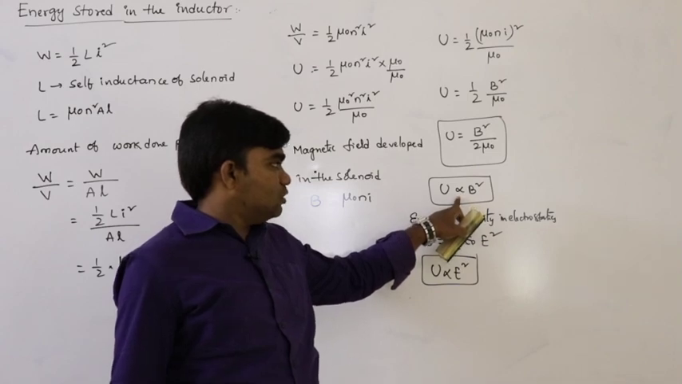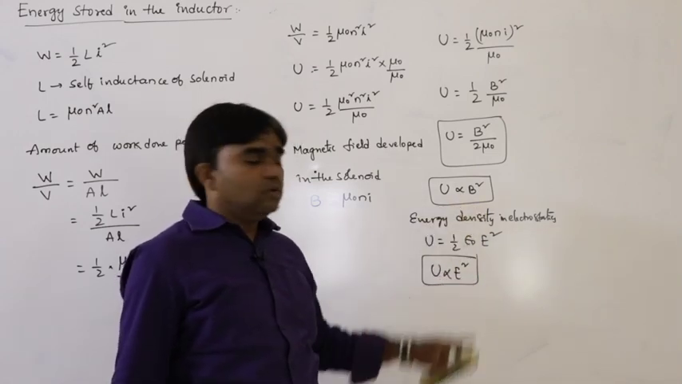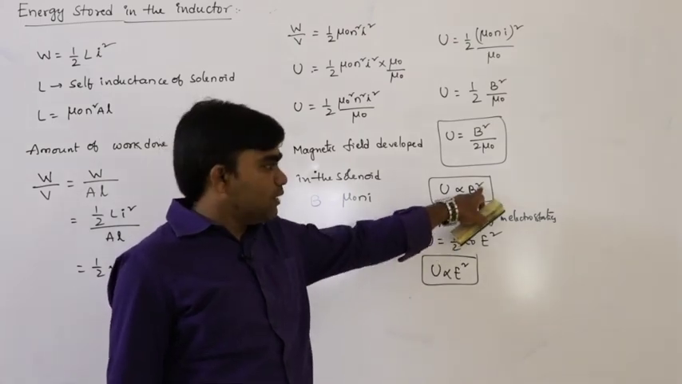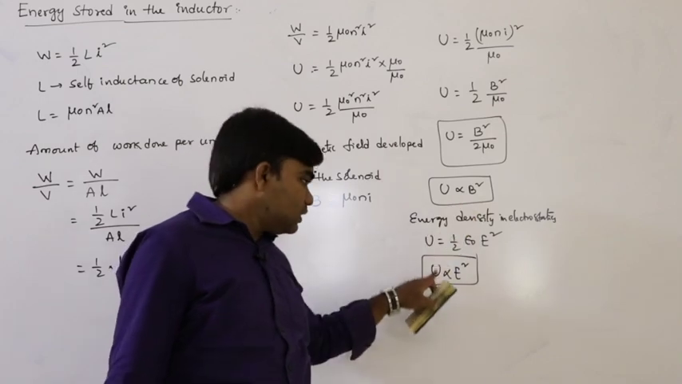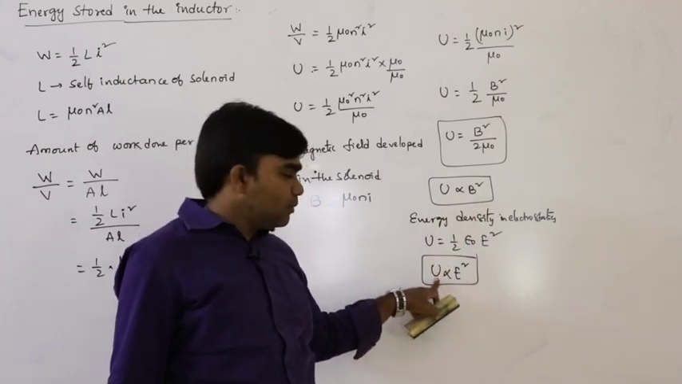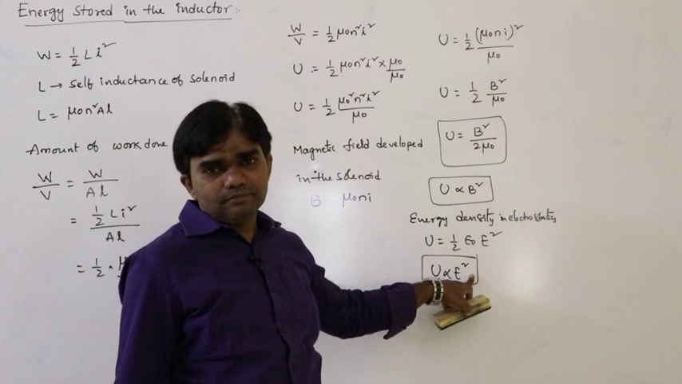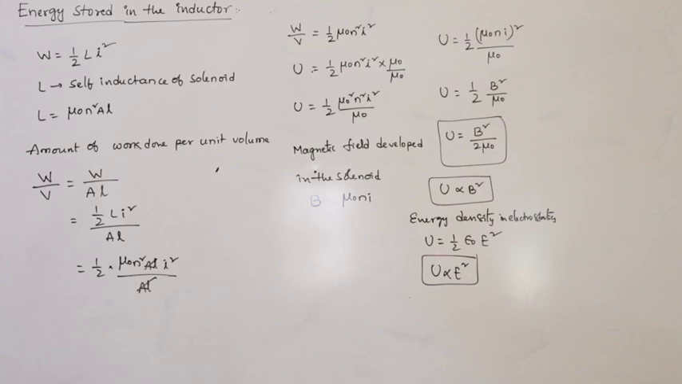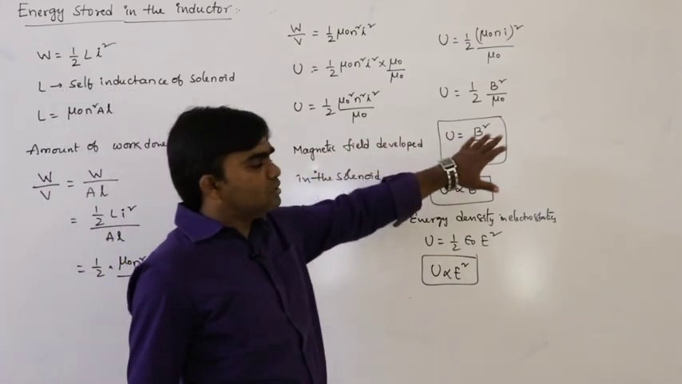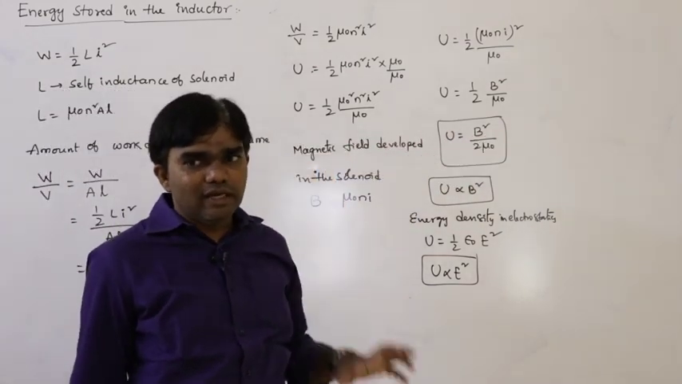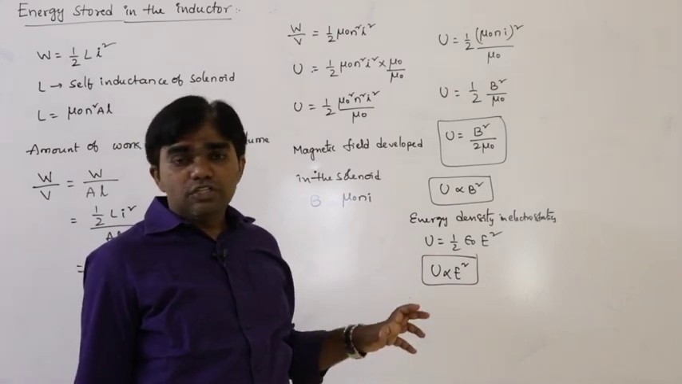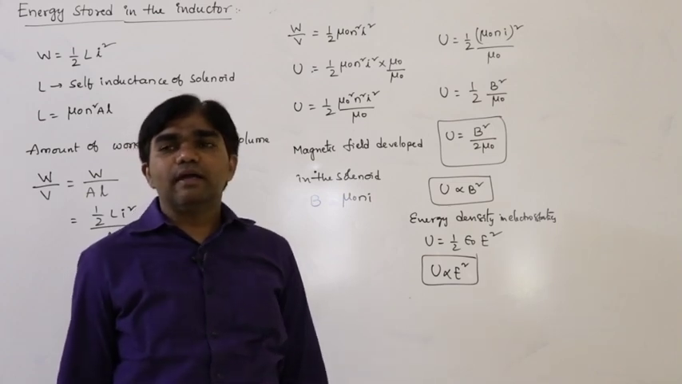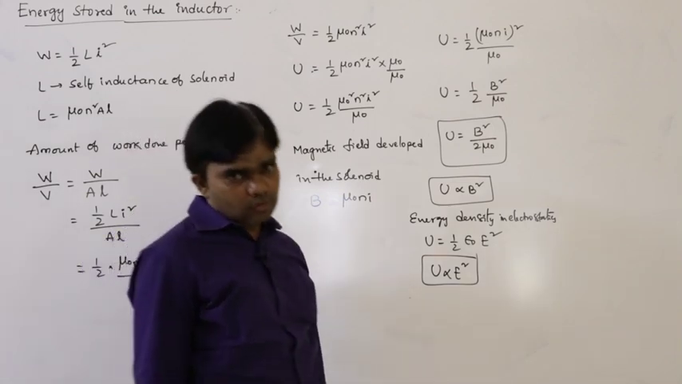So this is U proportional to B square, and this is U proportional to E square. That is, energy density here is directly proportional to the square of the magnetic field, and here energy density is directly proportional to the square of the electric field. So that is the situation. This is the energy stored in an inductor. In any situation, the amount of energy stored in the inductor is in the form of magnetic energy. You must remember this.